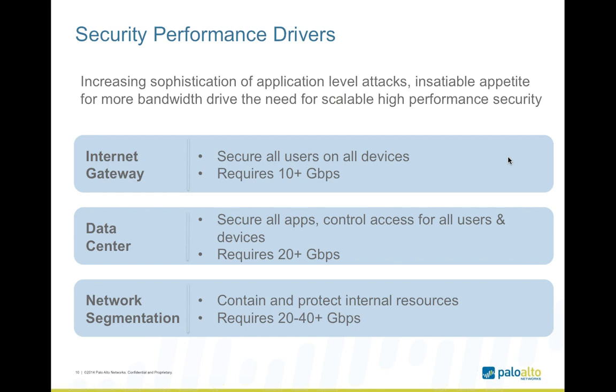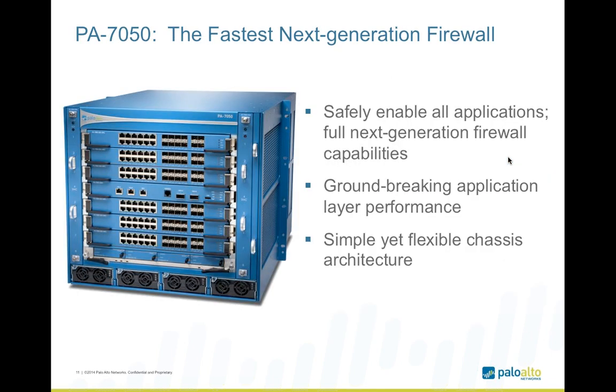And definitely the core. This is the most demanding area. If you want to apply network segmentation in your core, which means traffic coming from all your wide area network, from all your users, user to user traffic, user to data center traffic, this is the place where you need even much higher bandwidths and throughput levels. 40 gigs, easy. So the solution is definitely the chassis-based, the fastest next-generation firewall in the world, the 7050.